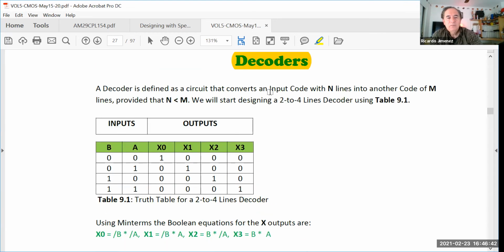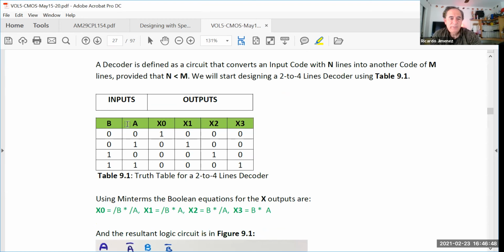So, a 2-input, 4-output decoder is like this one. You have 2 inputs, A and B, and 4 outputs, X0 to X3. You want to have this output when both inputs are zeros. If you have 0, 1 in your inputs, you want just X1 to be logic 1, and the rest will be 0. And if you have 1, 0, you have this one equal to 1. And if you have both ones, A and B, X3 will be 1. That's what a decoder does.